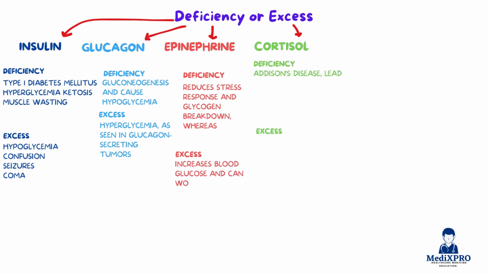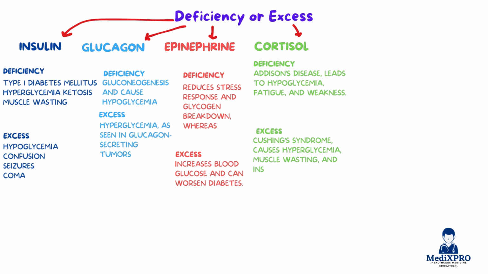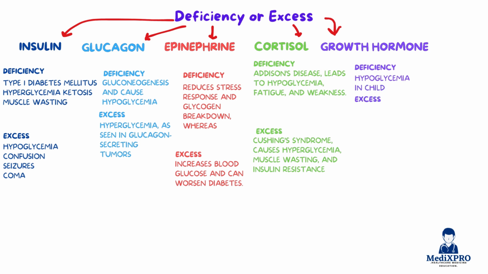Cortisol deficiency, like in Addison's disease, leads to hypoglycemia, fatigue, and weakness. In contrast, excess cortisol, as in Cushing's syndrome, causes hyperglycemia, muscle wasting, and insulin resistance. Growth hormone deficiency may cause hypoglycemia in children, while its excess, especially in adults, contributes to insulin resistance.